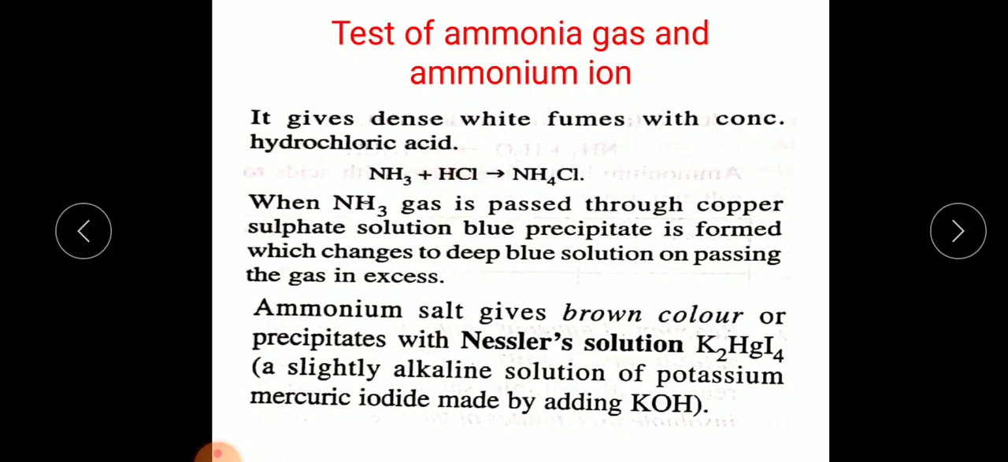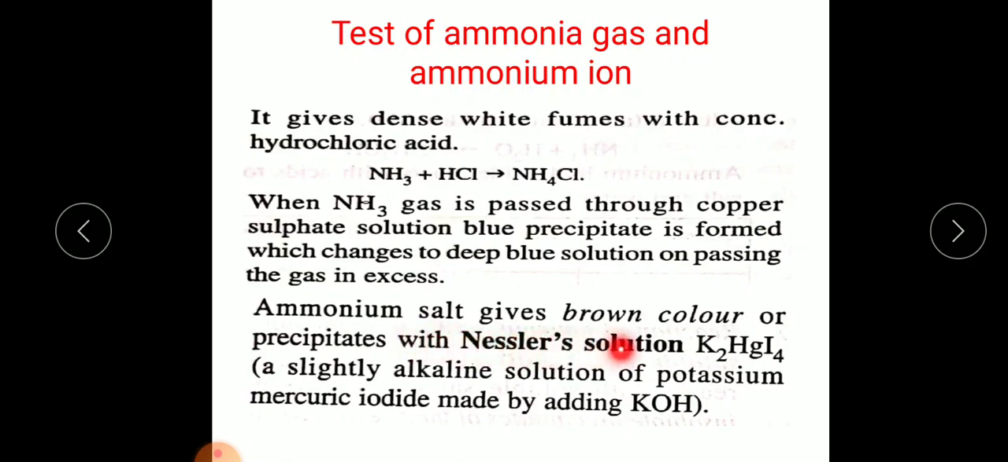When ammonia comes in contact with HCl, it forms ammonium chloride that appears as dense white fumes. When ammonia gas is passed through copper sulfate solution, a blue precipitate is formed, which changes to a deep blue solution on passing the gas in excess. So what happens when ammonia gas is passed through copper sulfate solution? A blue precipitate is formed, and that changes to a deep blue solution.